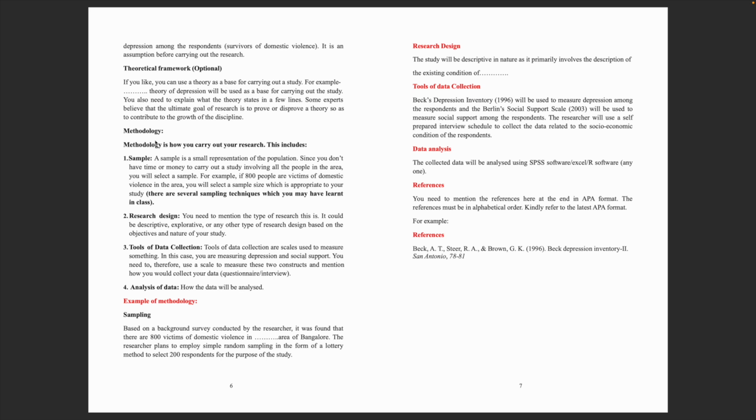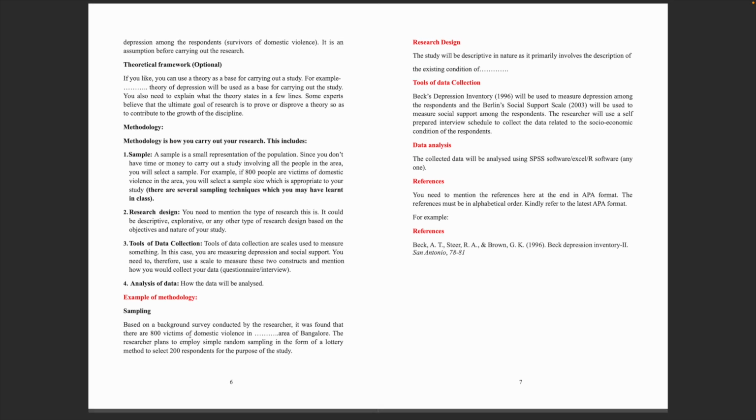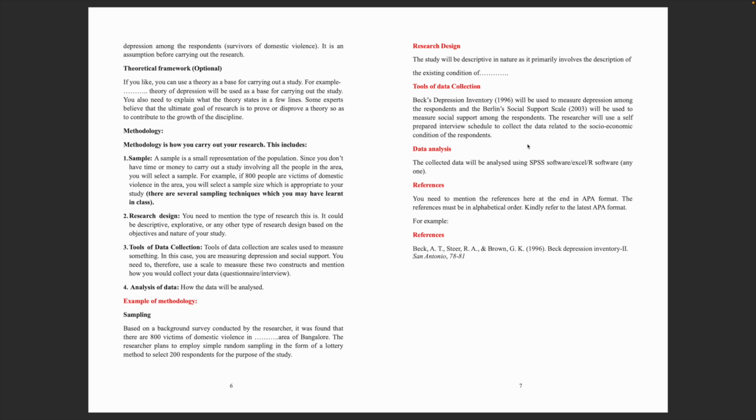Then you have something called the methodology section, wherein you talk about all the key aspects of your study, such as your sample size, your research design, the tools of data collection, and how the data is going to be analyzed. So here I've given a sample of methodology, you can see here, and I've also mentioned the research design, tools of data collection, data analysis, and references. Now references can be in any format. In this case, I've given it in APA format. If your university is following a different format, then you should be following that.